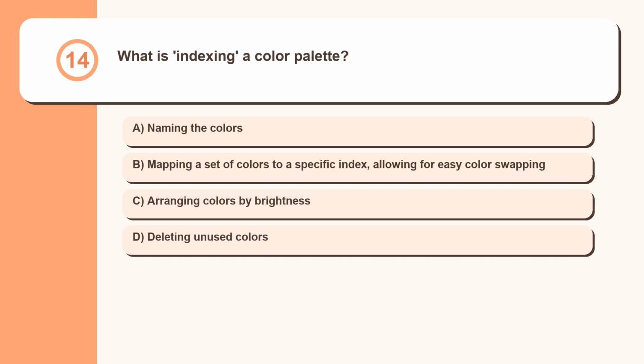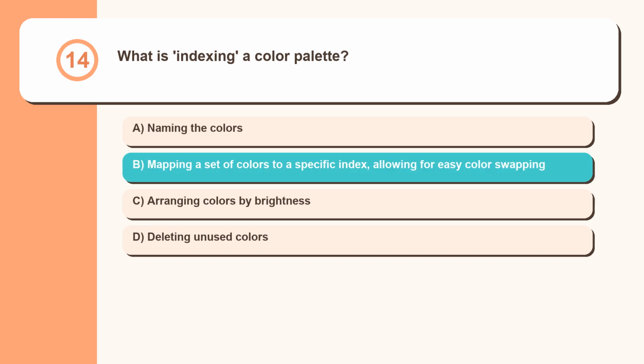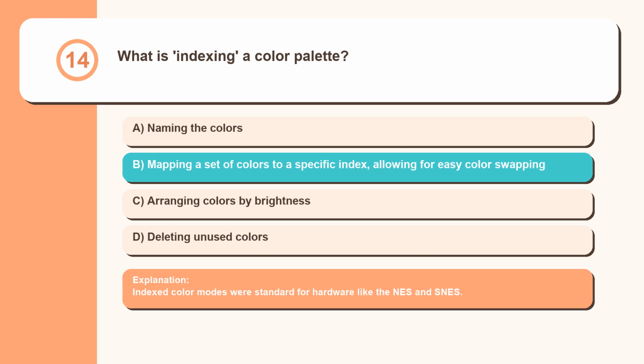Question 14. What is indexing a color palette? Naming the colors. Mapping a set of colors to a specific index, allowing for easy color swapping. Arranging colors by brightness. Deleting unused colors. Indexed color modes were standard for hardware like the NES and SNES.